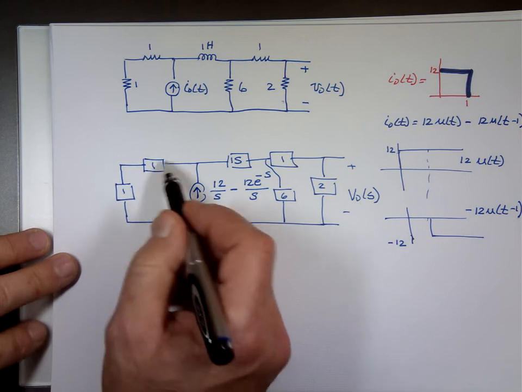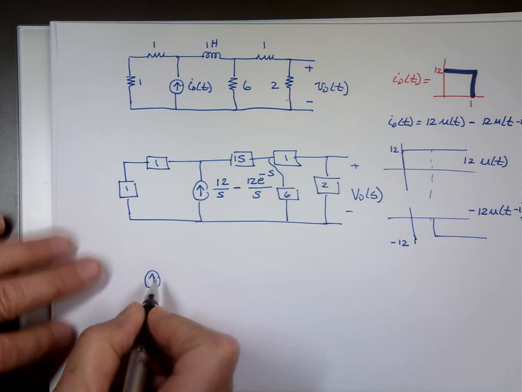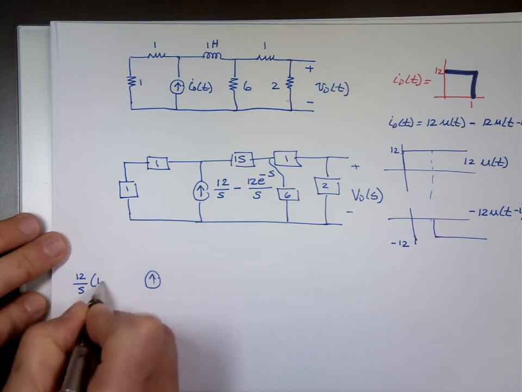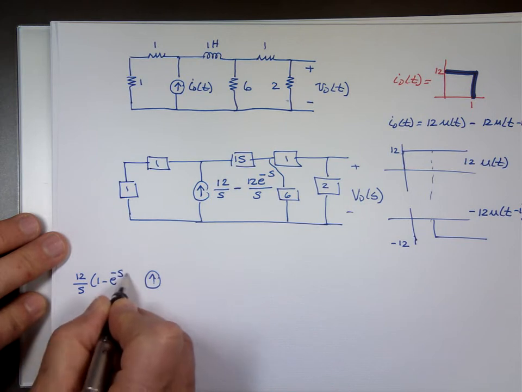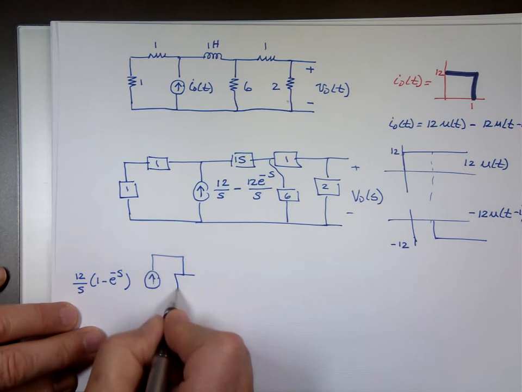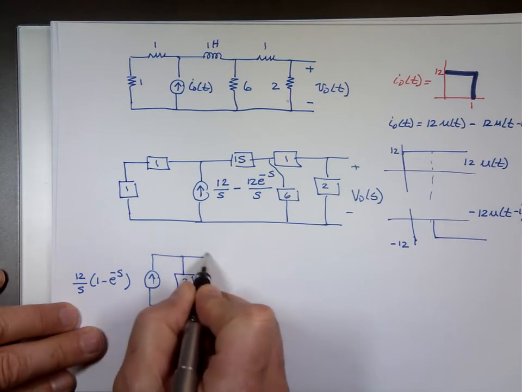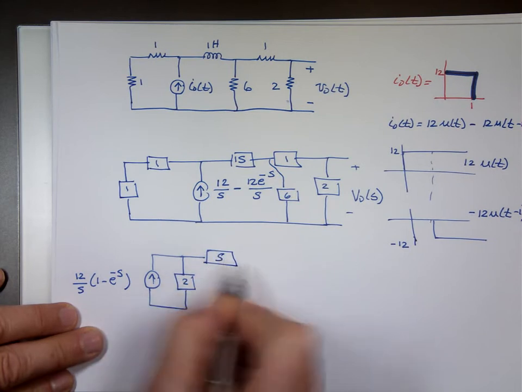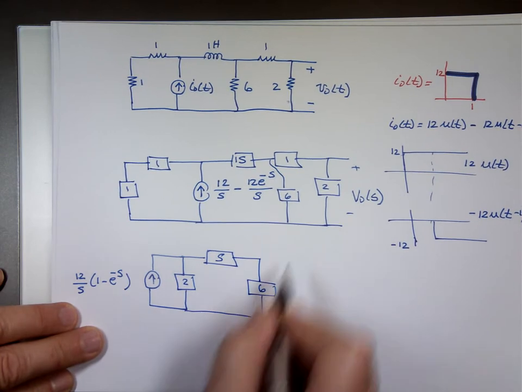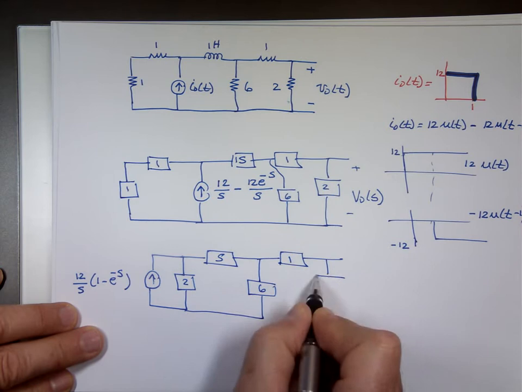Now notice I can combine this as 2, so I can rewrite that. 12 over S. I'll factor 12 over S. That's 1 minus e to the minus s. Makes it easier to write that way. This will be a 2. This is an S. 6. 1. 2.